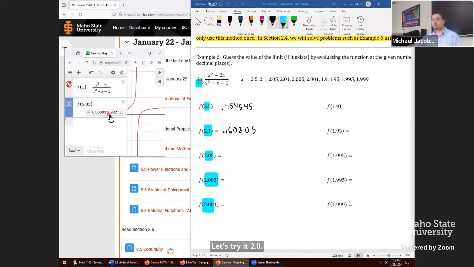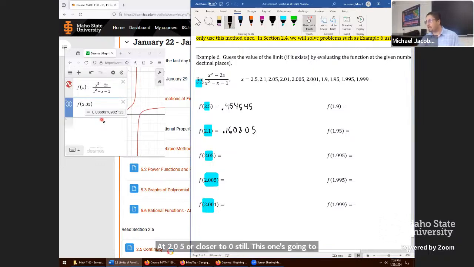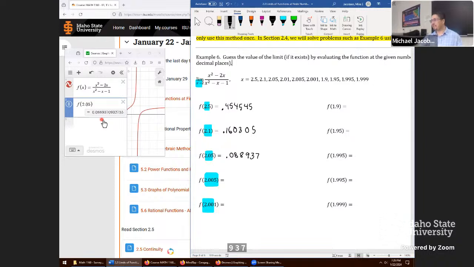At 2.05, we're closer to 0 still. This one's going to output 0.088937. Then rinse and repeat. We kind of know the name of the game.